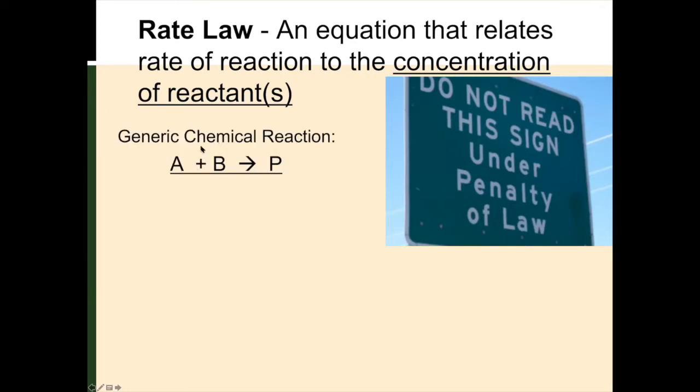So if we have a generic chemical reaction like this, A plus B reactants give us product P.